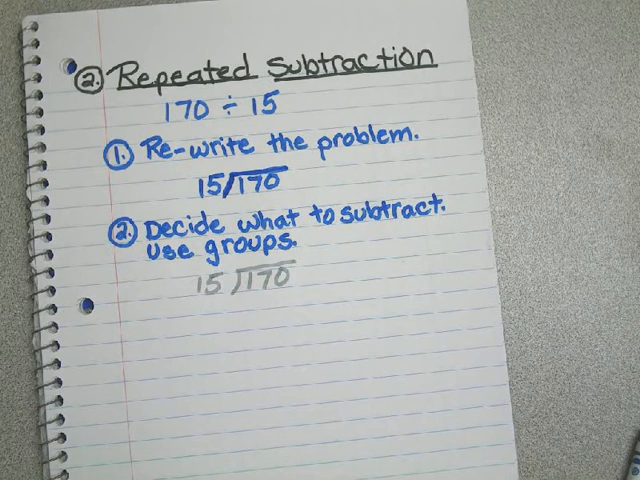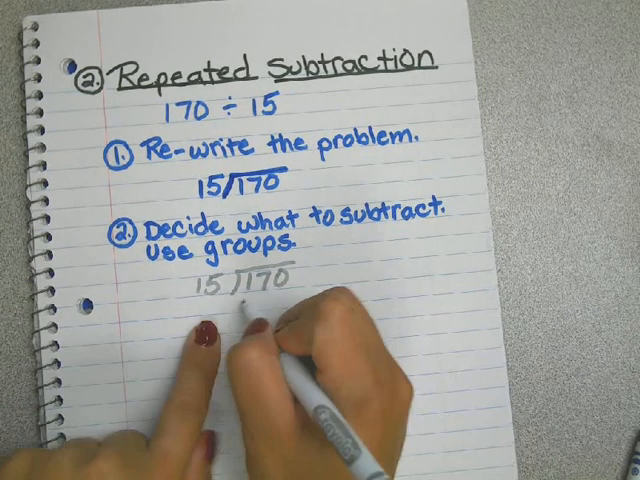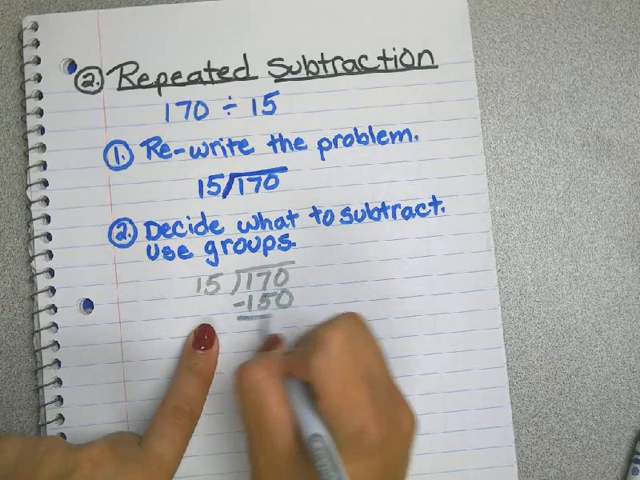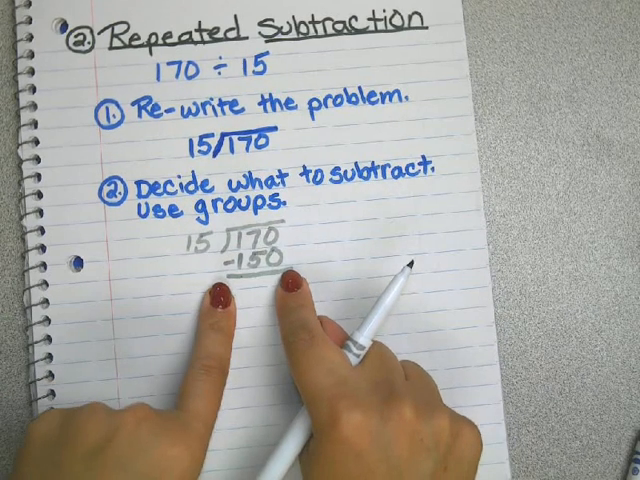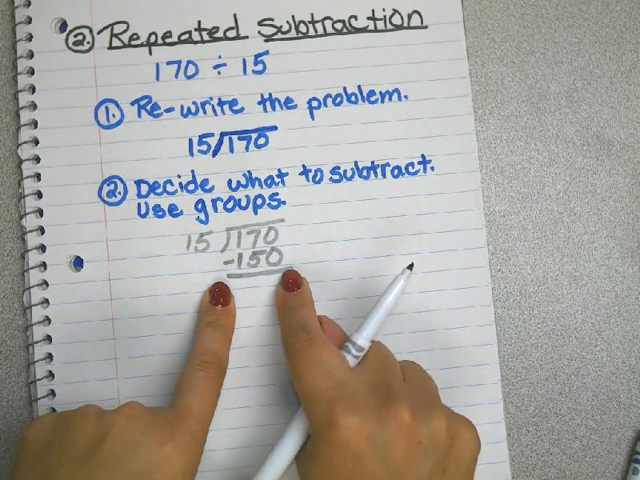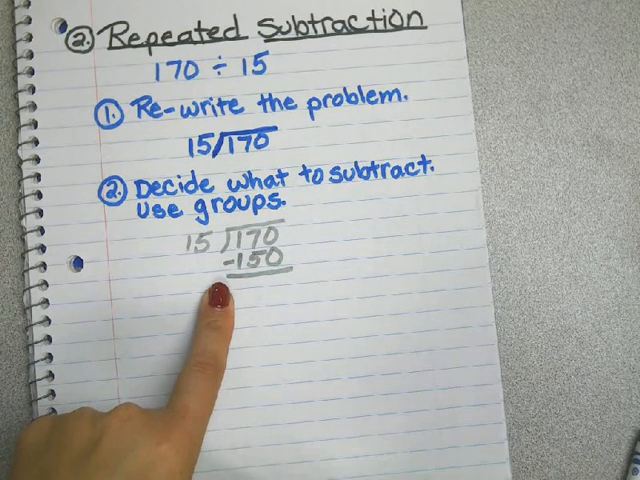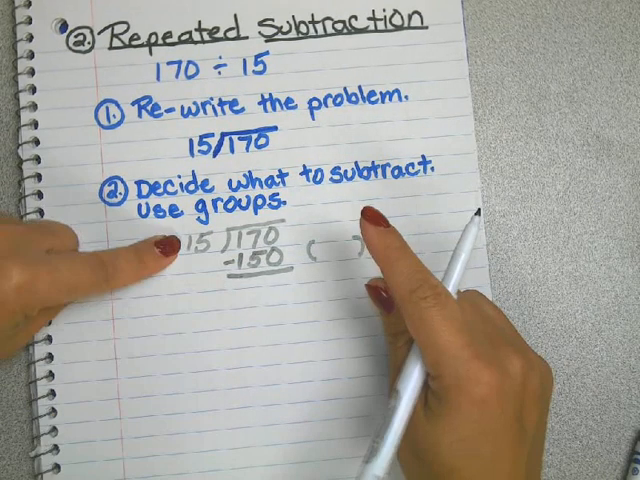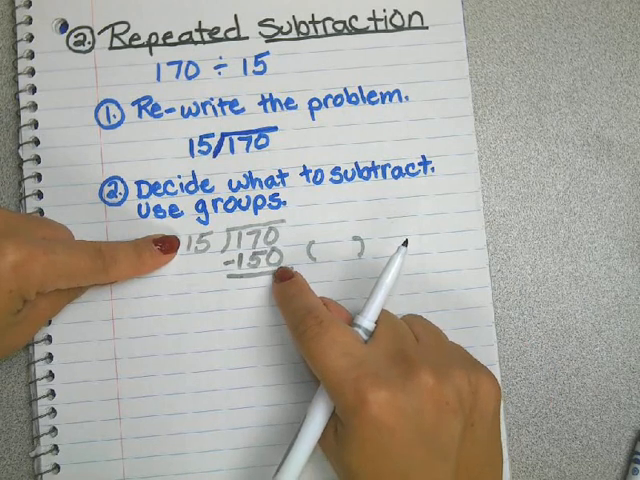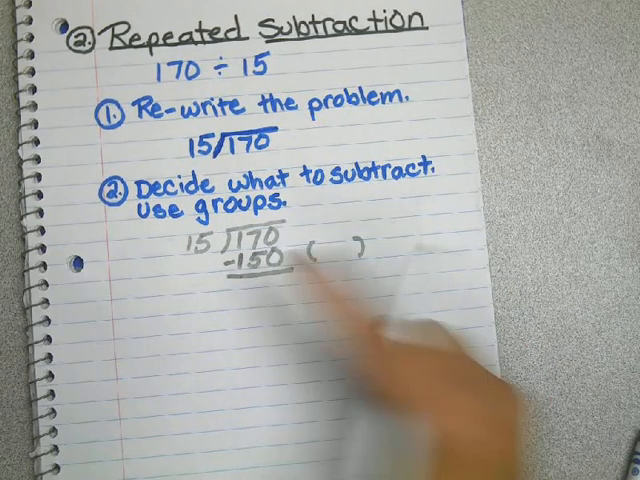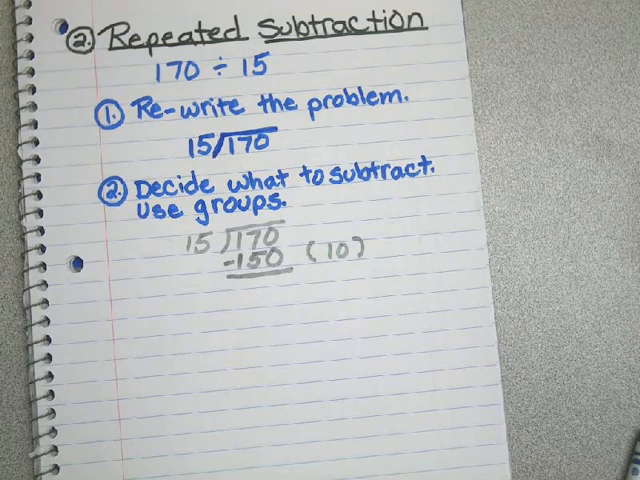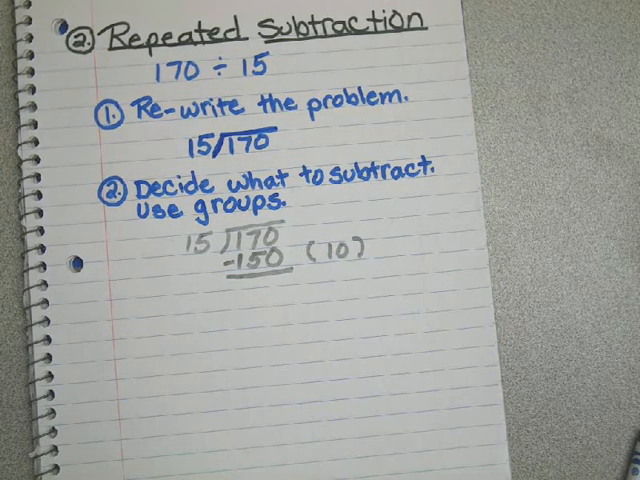What is 10 times 15? Everybody? 150. So 150 would be a great place to start. So I'm going to subtract 150. But in parentheses, I need to say how many groups of 15 that is. Raise your hand. How many groups of 15 are in 150? Kayla? 10. So in parentheses, I'm going to put 10.